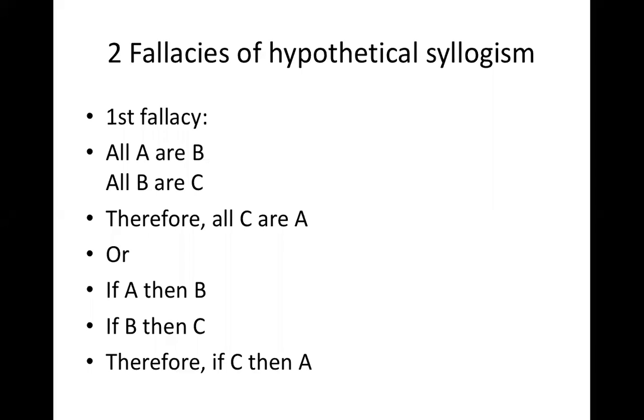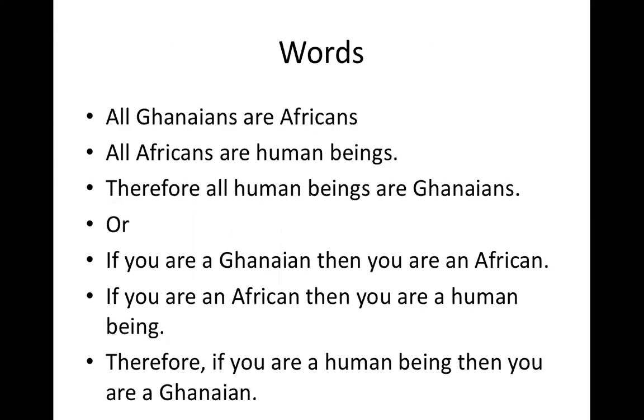Okay, that's fine. So you see that the conclusion reversed the last consequent and the first antecedent. The conclusion placed the last consequent before the first antecedent instead of vice versa. So instead of saying therefore all A are C, it said all C are A. So that's a fallacy. Now let's put it in words. All Ghanaians are Africans. All Africans are human beings. Therefore, all human beings are Ghanaians. So you can see it's a fallacy.